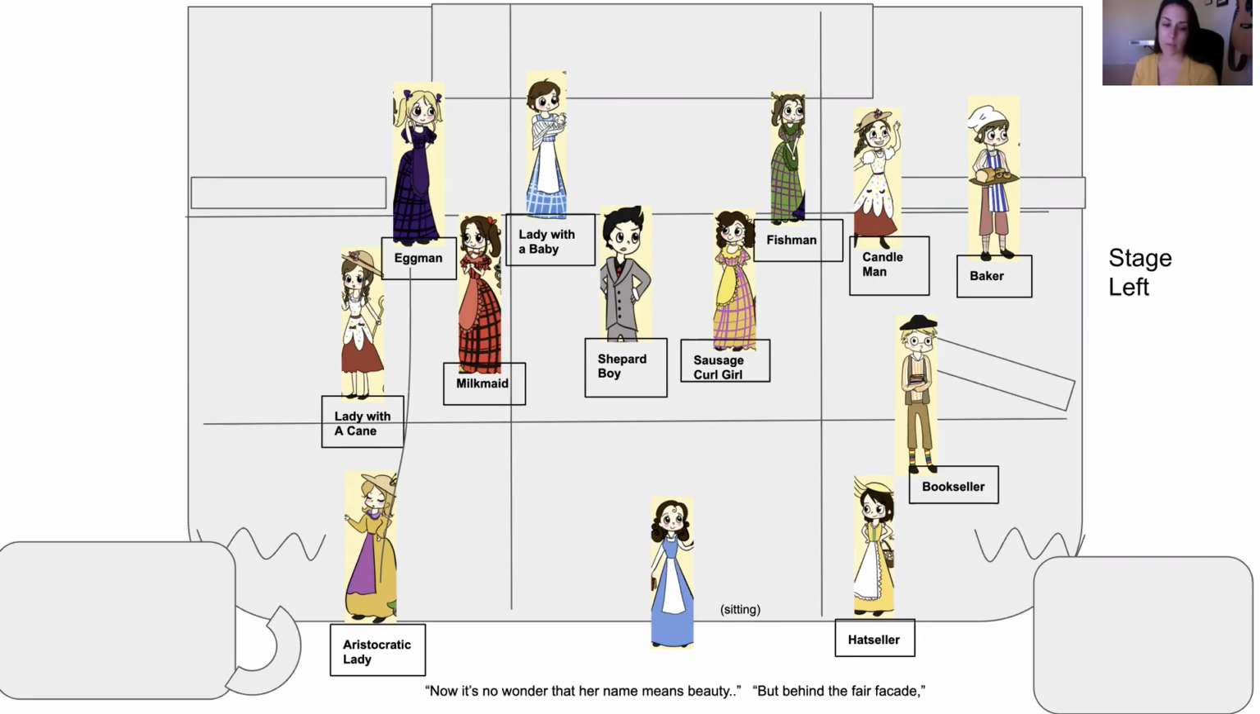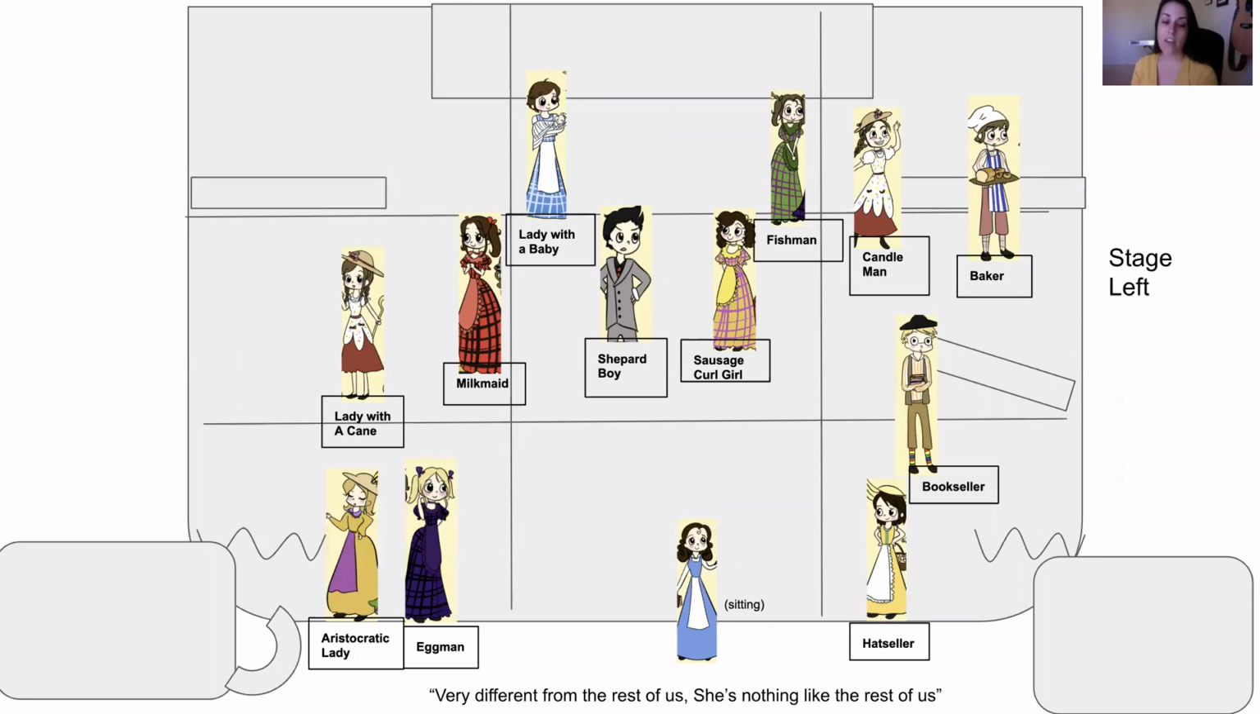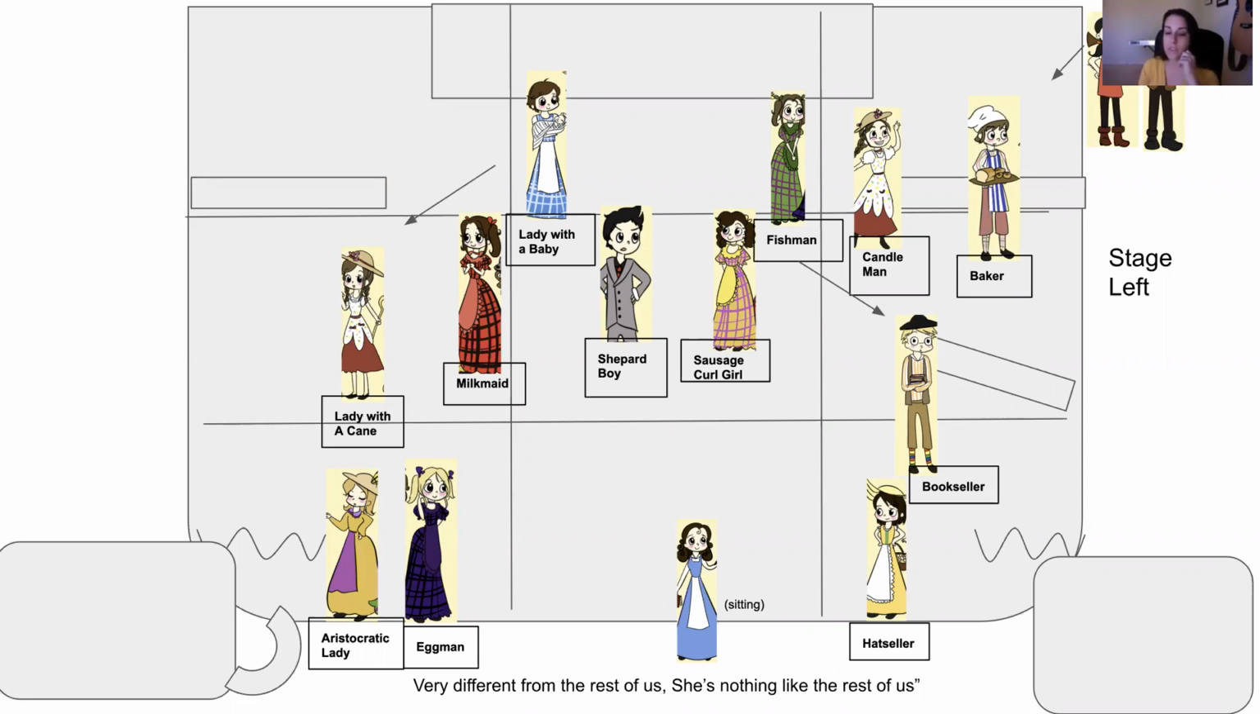Then Eggman comes and stands right by Aristocratic Lady. Very different from the rest of us. All of us sing, she's nothing like the rest of us. Just different from the rest of us as well. During this part is when we have Gaston and LeFou enter again. So Gaston, just a reminder, you are not in this beginning of Belle, but LeFou is. And then LeFou meets you at the edge of the woods and you come back from your hunt.